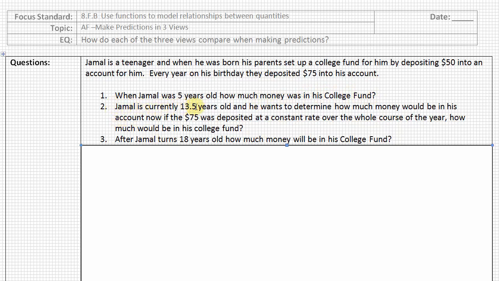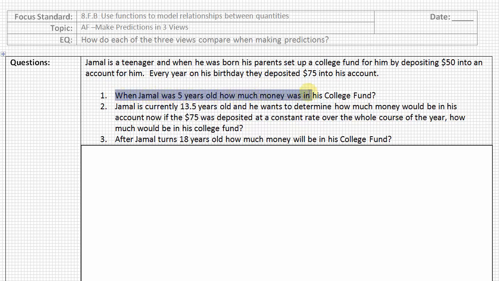Jamal is currently 13 and a half years old, and he wants to determine how much money would be in his account now if the $75 was deposited at a constant rate over the whole course of the year, and how much would be in his college fund at 13 and a half years old. Number 3, after Jamal turns 18 years old, how much money will be in his college fund? So we're going to do making predictions and estimations. It's going to be okay if not all of our answers are exact, but that's going to be part of our comparison of these 3 different views.